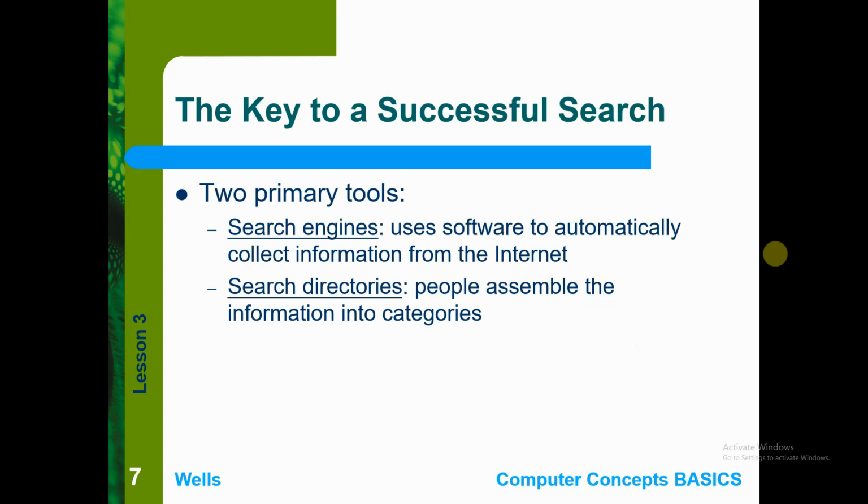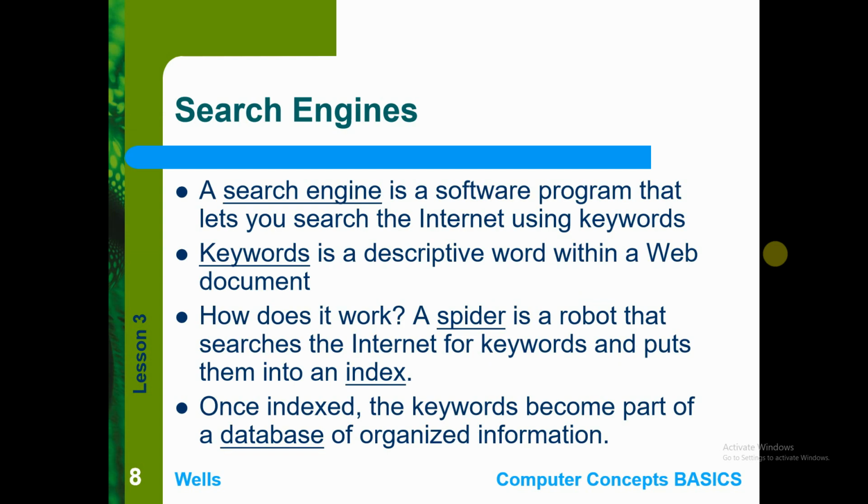And so we have these two primary tools: the search engines and search directories. When we define a search engine, by its basic definition it is software that automatically collects information from the internet. Whereas search directories use people, the online community, to assemble the information into categories. There's a main category and a subcategory. So a basic definition: you use the search engine to search the internet for keywords. In defining a keyword, it is a descriptive word within a web document.